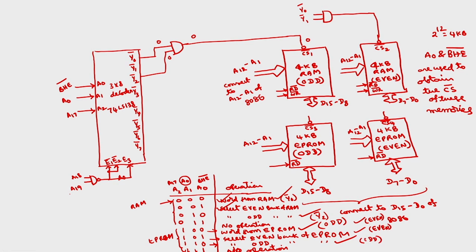So what will be the inputs for the AND gate? Here also you have to connect the output of the AND gate to the chip select of these. So what will be the input for the odd bank? Either this can be 100 or it can be 110, meaning 4 and 6.